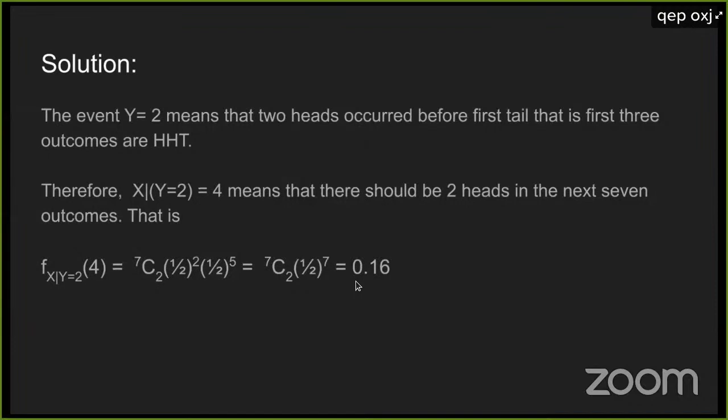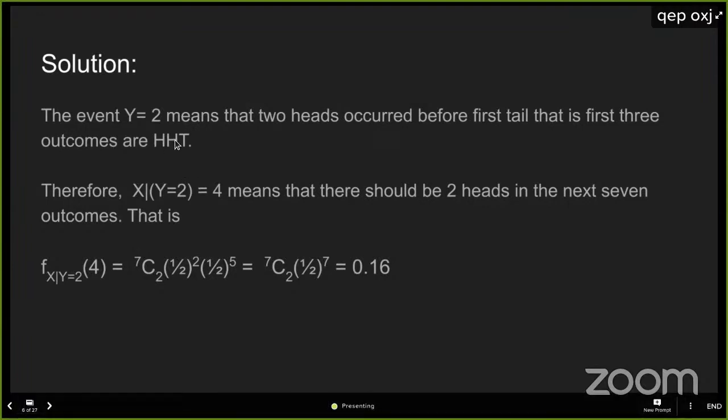See, fxy of 4 comma 2 means the intersection between x and y, right? Sir, how can I find fy of 2? Fy of 2 is equal to what? It is very easy, right? What we did in the first one, HHT only, right?